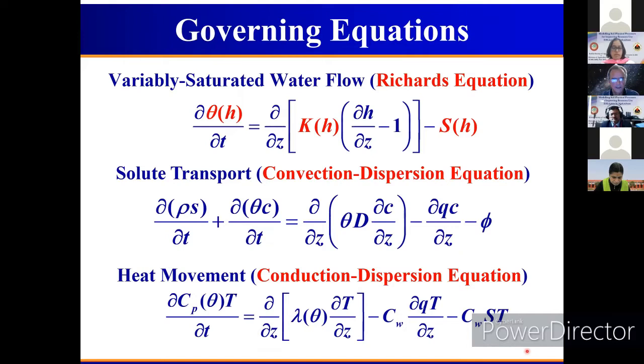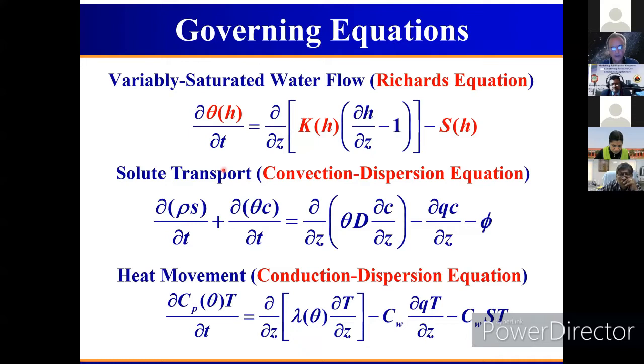The HYDRUS model numerically solves the governing equations for water flow, solute transport, and heat transport. The variably saturated flow or Richards equation is a highly nonlinear equation, which cannot be solved analytically, and so we do need numerical models. On the other hand, solute transport and heat transport equations are, under certain conditions, let's say steady state water flow conditions, linear, and then they can be solved analytically, and one can use models such as STANMOD or CXTFIT. But for transient flow conditions, these equations also have to be solved numerically.